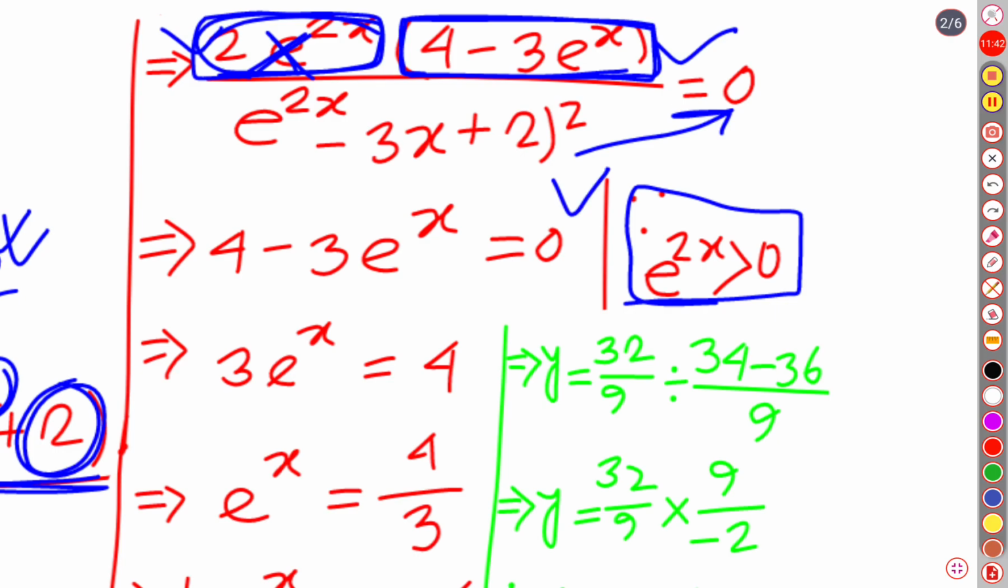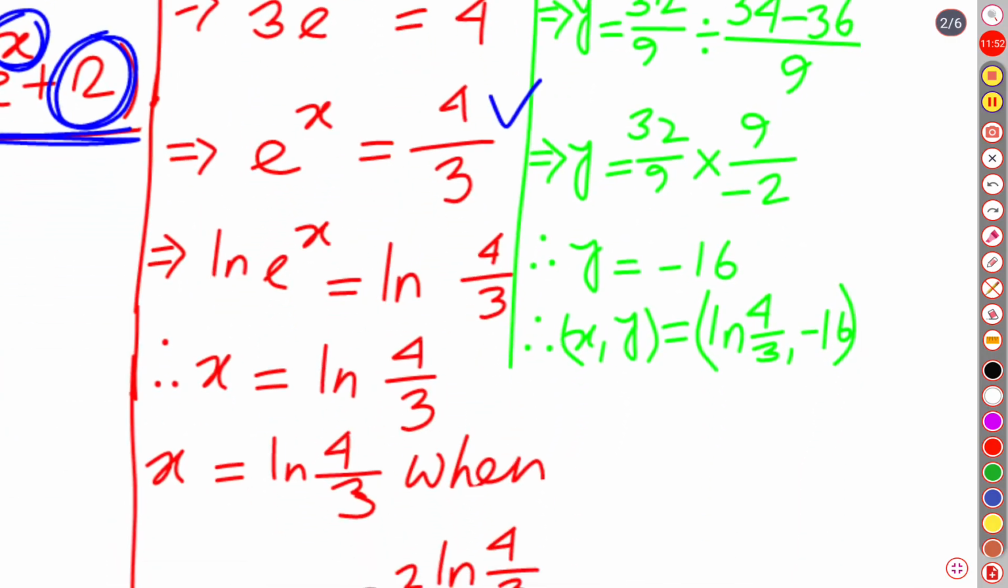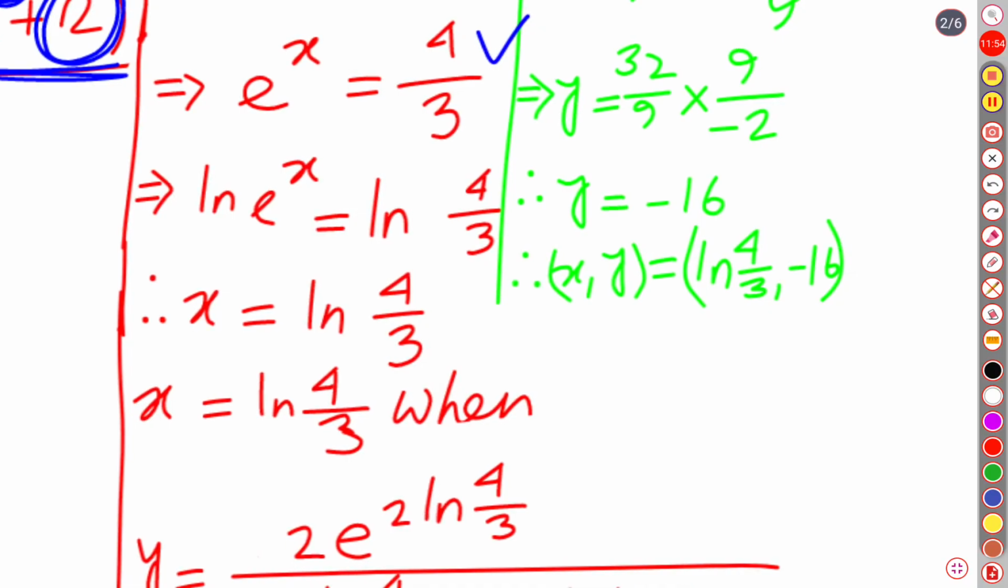That means 3 e raised to x is equal to 4. If we transpose this to the other side, then e raised to x is equal to 4 over 3. After that, what have we got? We have e raised to x is equal to 4 over 3. For any exponential function, we will take ln.